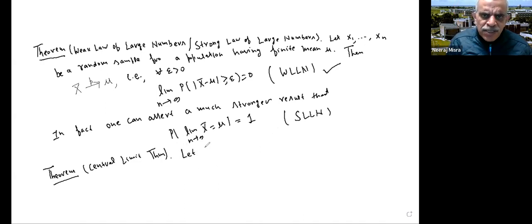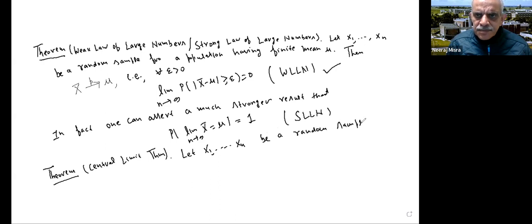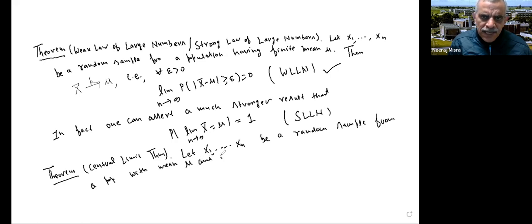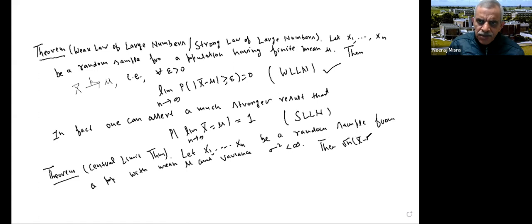So what it says is, suppose I have a random sample x1 to xn from a population with mean mu and variance sigma square, which I'm assuming is finite. Then if I normalize the sample mean, root n (x bar minus mu) by sigma will converge in distribution to Z, which is normal 0, 1.